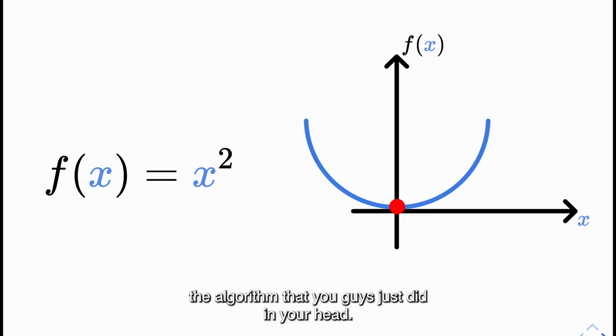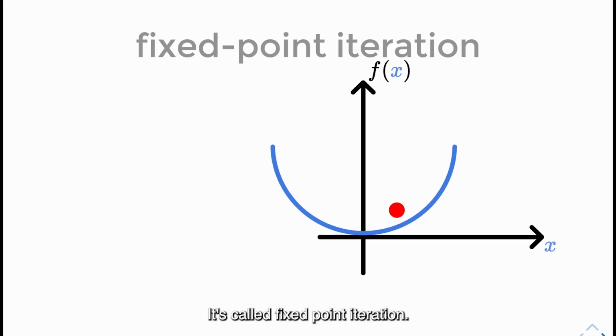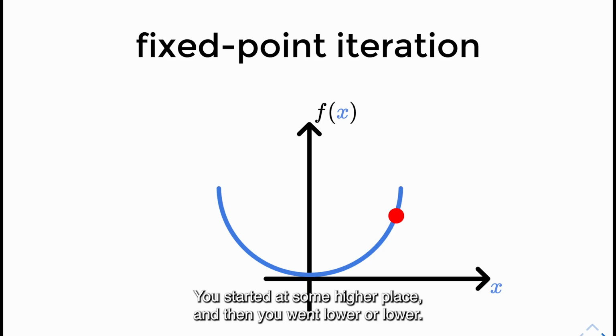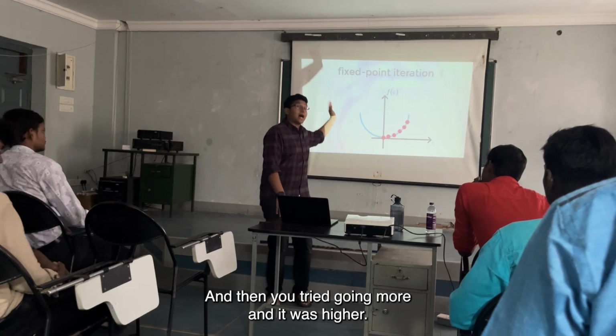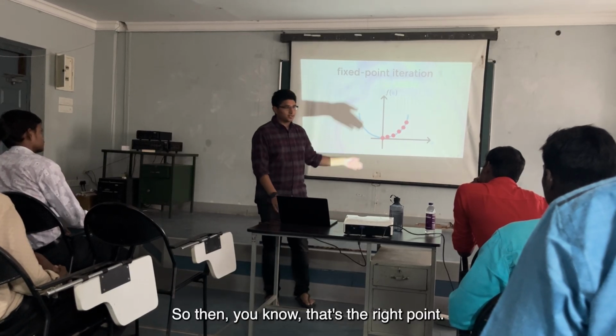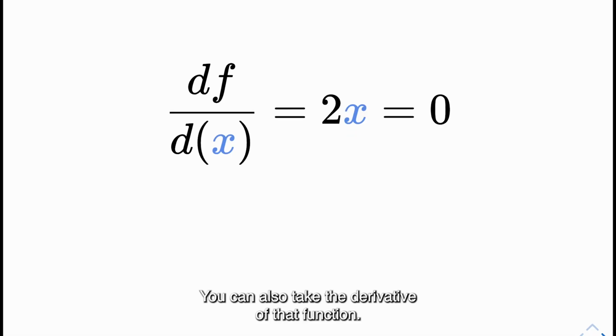Okay. The algorithm that you guys just did in your head is called fixed point iteration. You started at some higher place, and then you went lower, lower, lower, and then you eventually got to the right position, and then you tried going more, and it was higher, so then you know that's the right point. You can also take the derivative of that function.